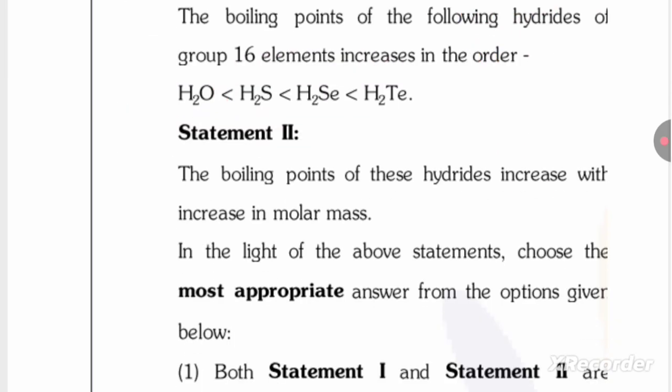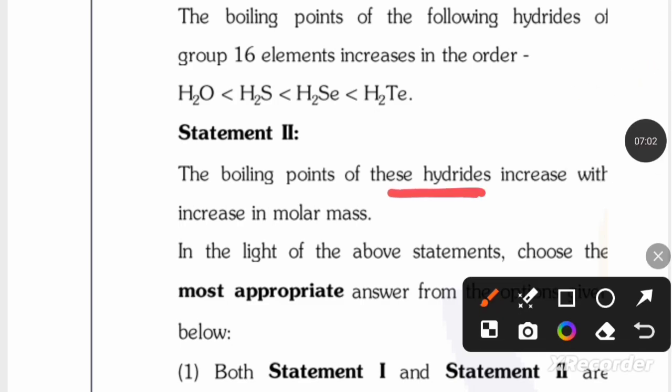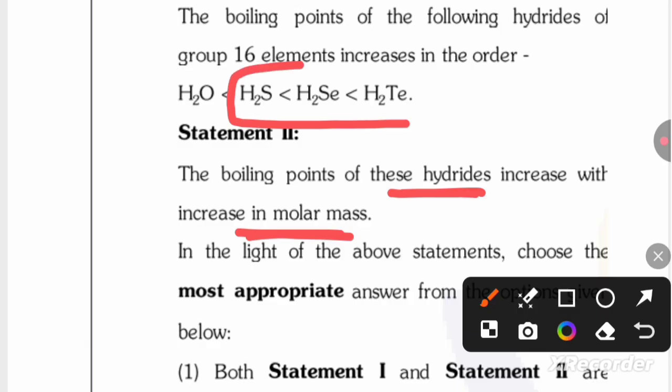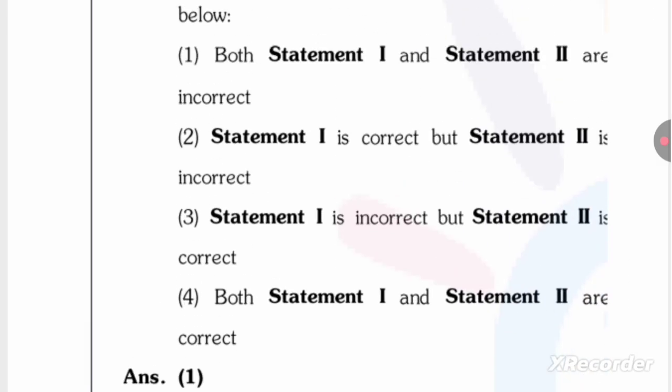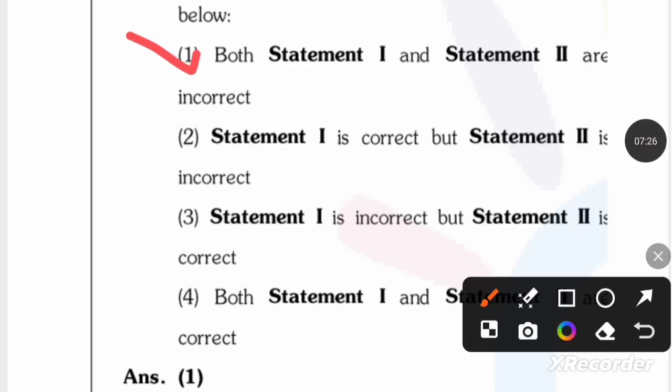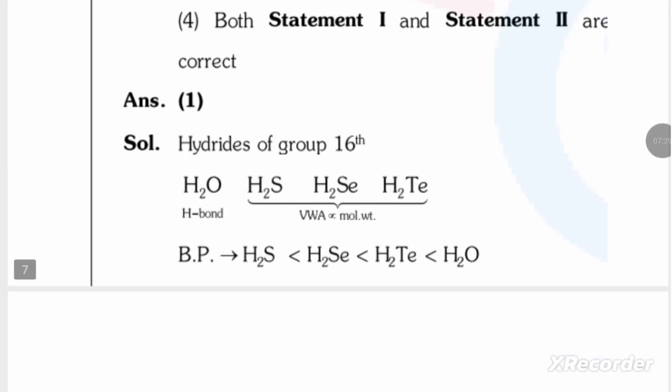Let us go to statement 2. The boiling point of these hydrides increases with the molar mass. So this is true in the case of these three hydrides, sulfur, selenium and tellurium. Boiling point increases with increasing molar mass, but it is not true for water. So both statements 1 and 2 are incorrect because water has a higher boiling point compared to the other hydrides.